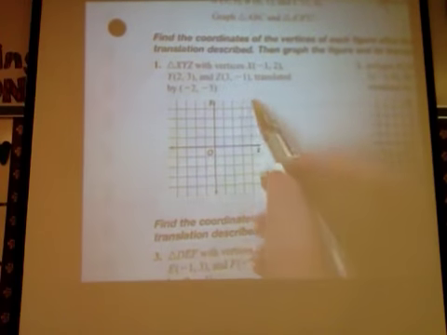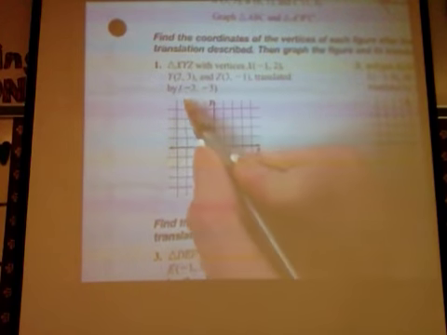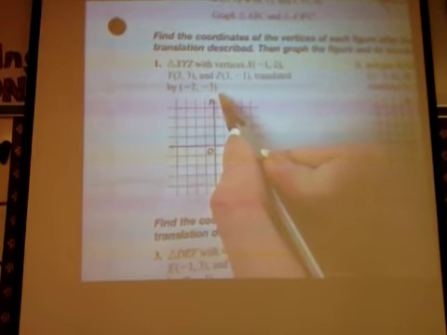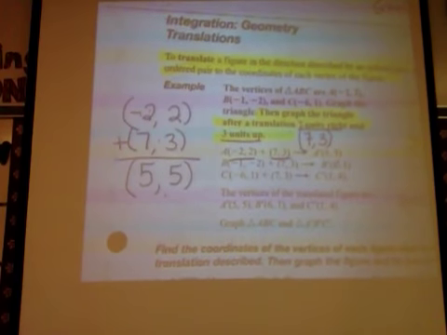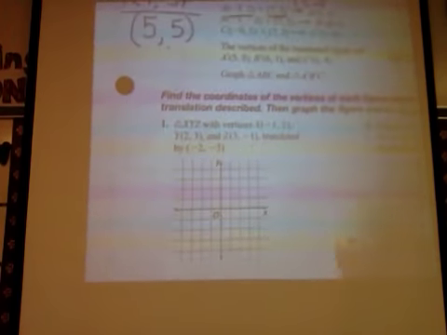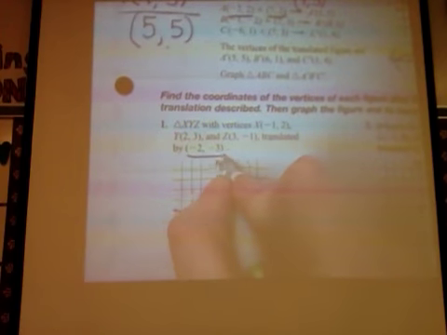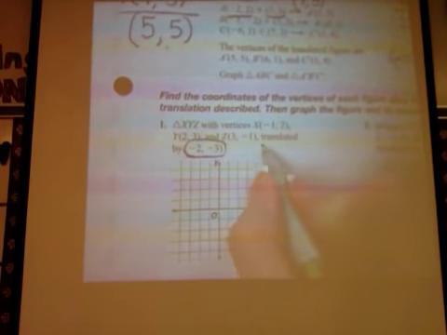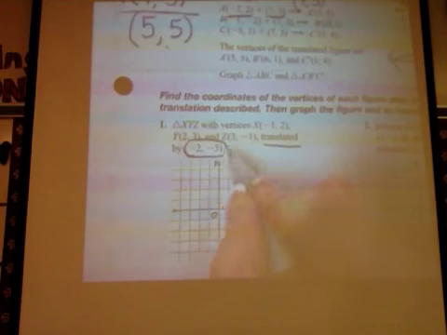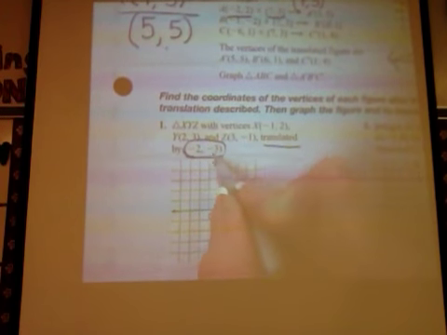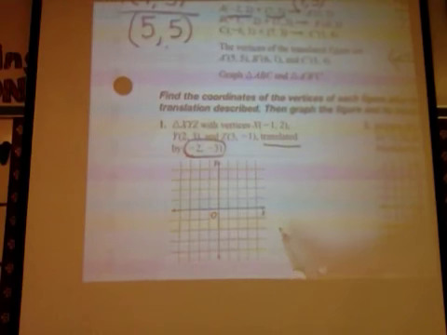Alrighty. This one didn't give us the information in a word problem. It actually wrote the ordered pair out, so that makes it nice and easy for us. Alright, so this is my ordered pair that I'm translating by. So I'm going to add this number to the x. I'm going to add it to the y. I'm going to add it to the z to get my new triangle. So first, I need to graph the original triangle.